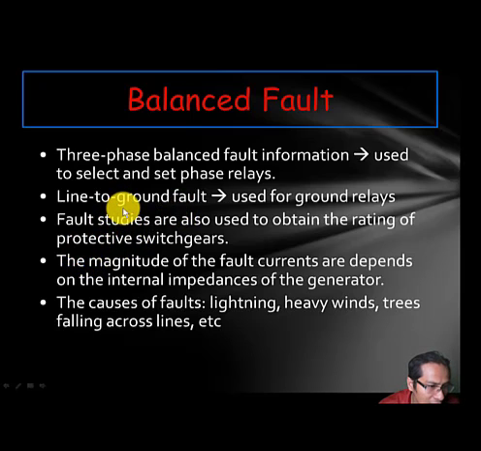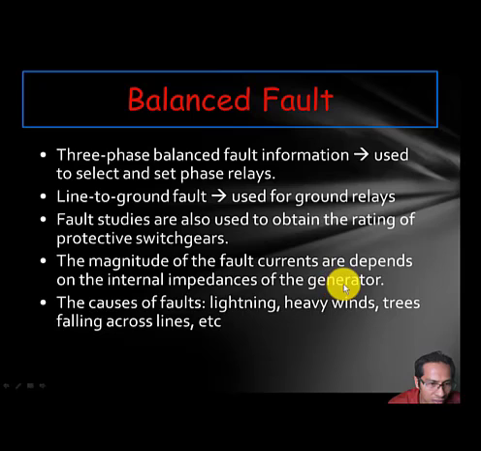Okay, fault studies are also used to obtain the rating of protective switchgear or circuit breakers. So we want to select the right size of circuit breaker or switchgear. We have to know the maximum fault current magnitude during the faults. The magnitude of fault current depends on the internal impedance of the generator.